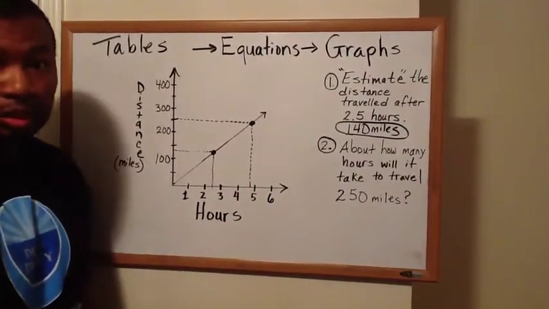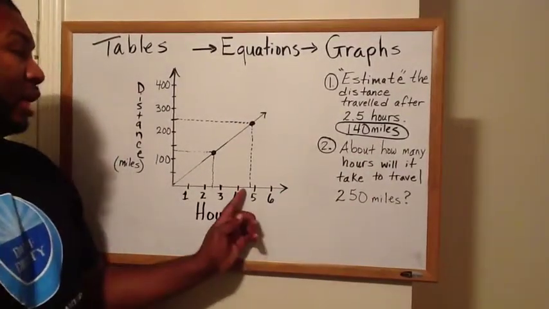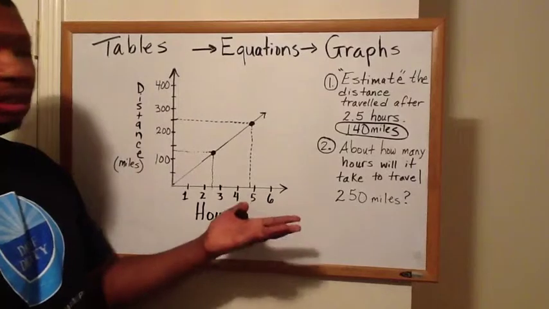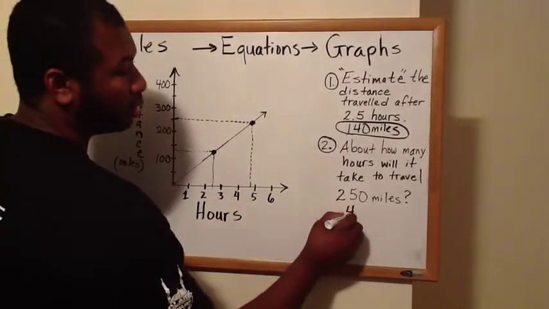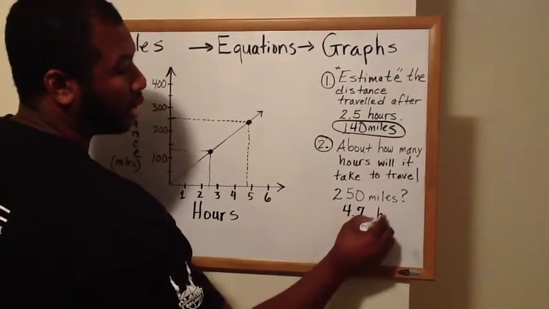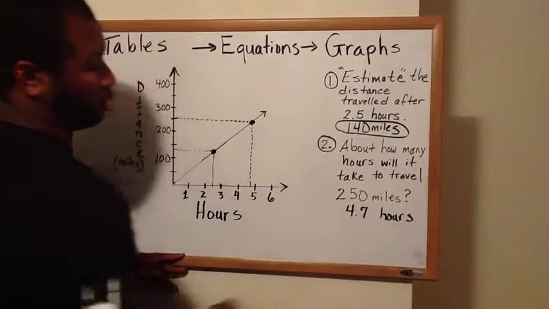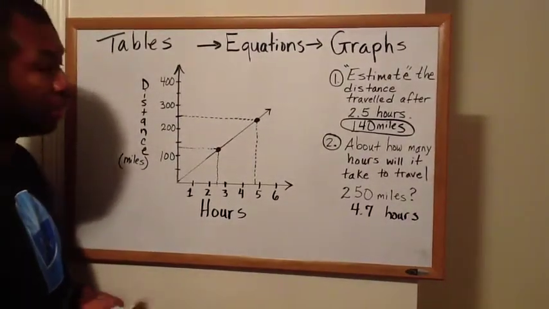So make an estimate. It says about how many. Something that has to be bigger than 4.5 and less than 5. I'm going to estimate 4.7 hours. What's that? You said 4.8? Okay, 4.8 hours is a good estimate also.